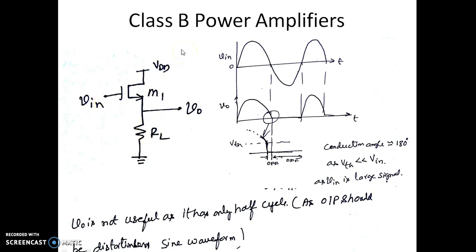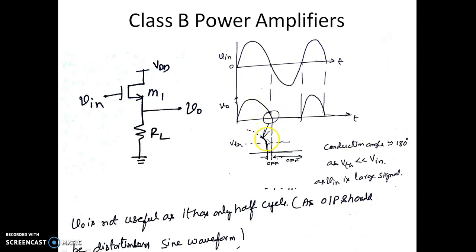So we know that the class B power amplifier is a second category of power amplifiers where the conduction angle is only 180 degrees, meaning this class B power amplifier is not at all biased. So this MOSFET will turn on when the input voltage is above 0 volts. If it is less than 0, the MOSFET is off. So that's what is seen here. The output follows the input only during the positive half cycle. During the negative half cycle, the MOSFET is off. So that's why the output voltage is 0.